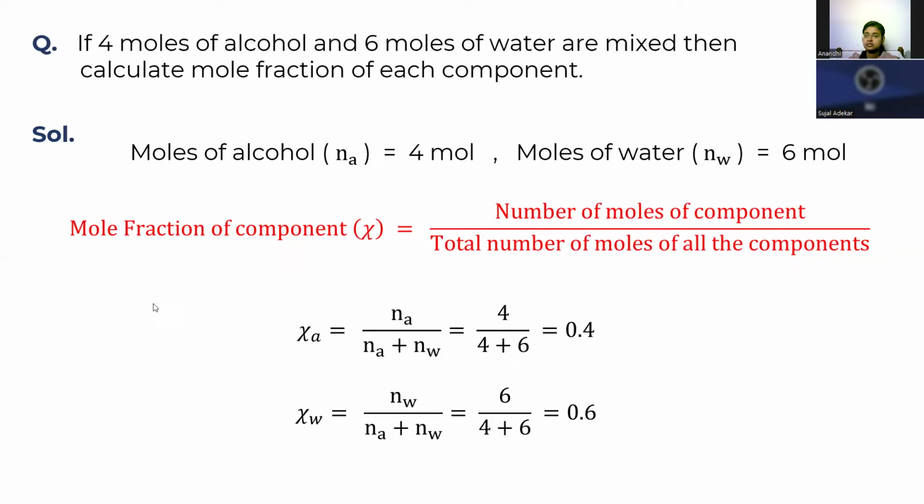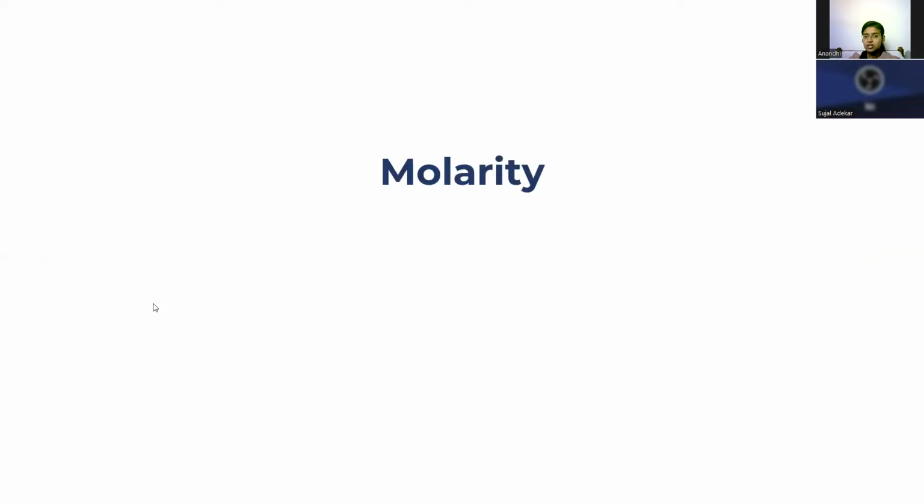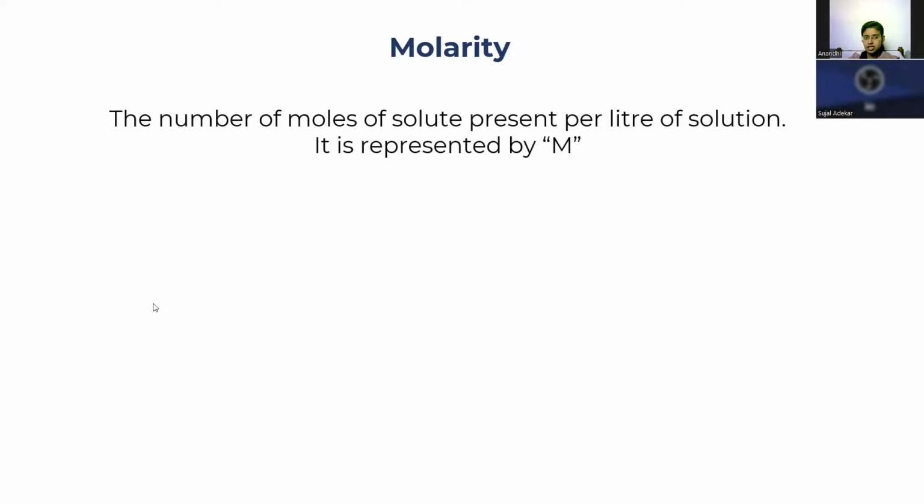The third term is molarity. Molarity is a very important concentration term among the others. The definition of molarity says that it is the number of moles of solute present per liter of solution, and it is represented by capital M.